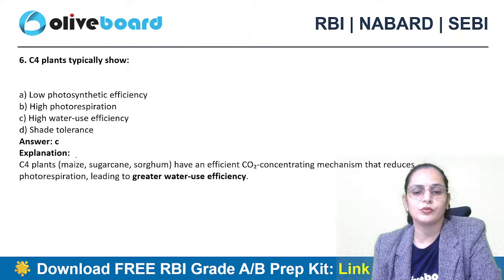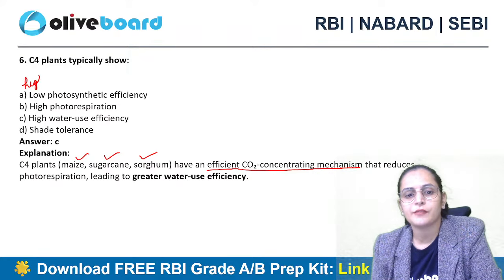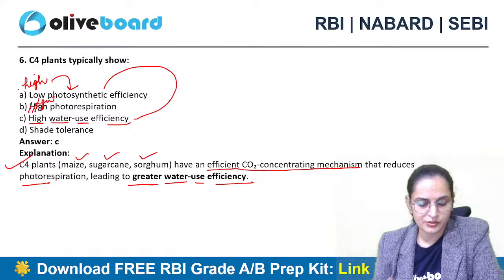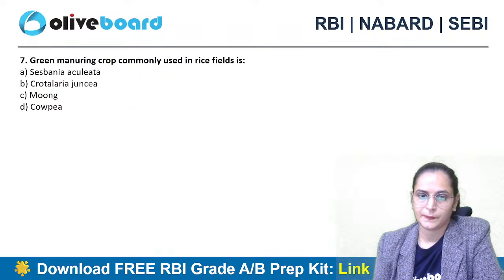The C4 plants include maize, sugarcane, sorghum, and they have an efficient CO2 concentrating mechanism. So they have high photosynthetic efficiency, and because of that, they will have high water use efficiency, and the photorespiration will be quite low. That reduces the photorespiration, leading to greater water use efficiency in them. So look at all the options carefully and then answer. Yeah, Raja Roy, the right answer will be option number C, the most appropriate answer as per the concept that we had discussed.